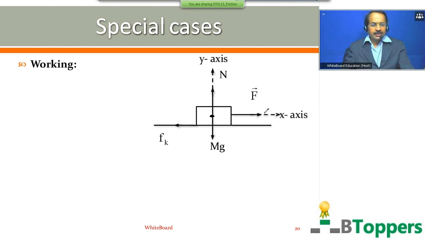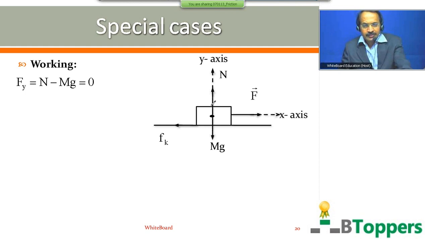Choose the horizontal direction, which is the direction of the motion of the block, as the x-axis, and the vertical upward direction as the y-axis. So those who are writing the notes, first copy the free body diagram. Then they can copy the working part. Fy, the y component of the resultant force, equals N minus mg. That can be written as 0 here. Or you get N equal to mg.